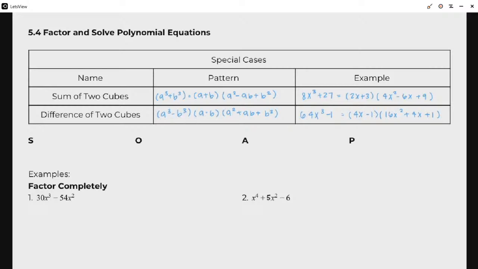Hi, today I'll be going over 5.4, which is factor and solve polynomial equations. There are some special cases I wanted to go over before we do some problems. There is the sum of two cubes.